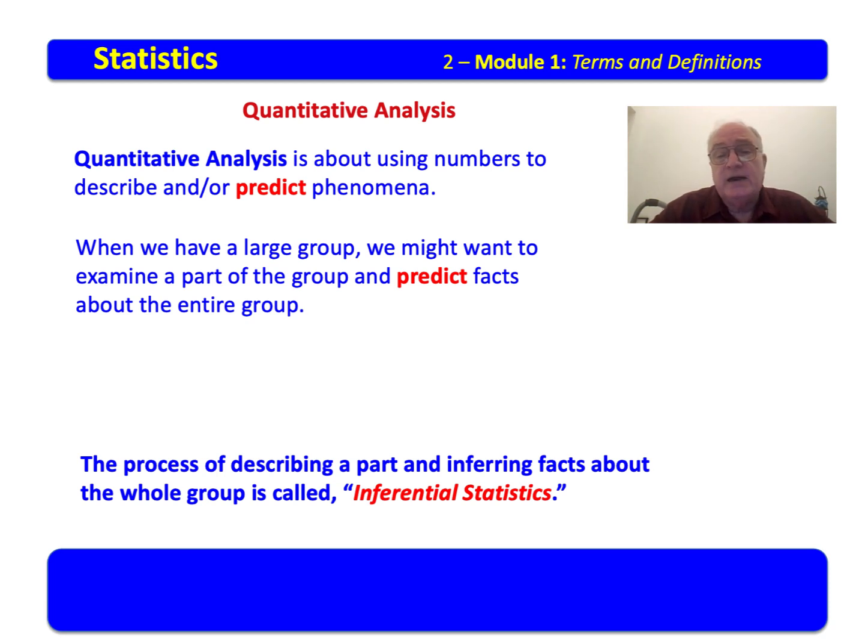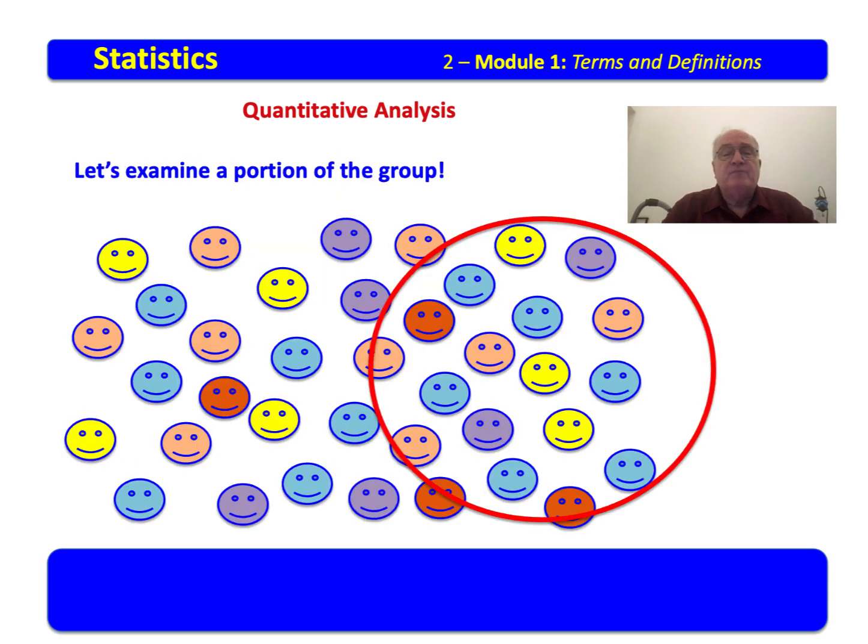Quantitative analysis is about using numbers to describe first, and once we describe, we may use those to predict certain phenomena. When we have a large group, we might want to examine a part of the group and predict facts about the entire group. The process of describing a part and inferring facts about the whole group is called inferential statistics. We infer certain facts about the whole group based on the part of the group that we looked at. Let's examine a portion of the group.